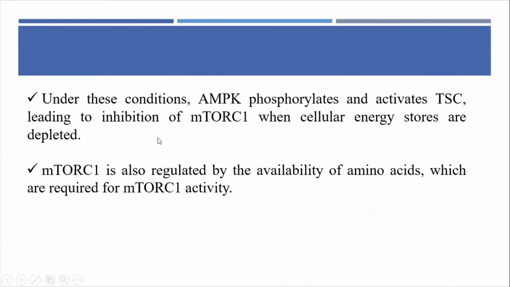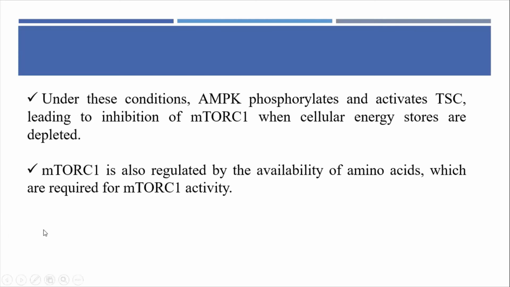So under these conditions, under low energy state, AMPK will phosphorylate and activate TSC, which will inhibit mTORC1 when cellular energy stores are depleted. So what is happening? AMPK is getting activated, okay, when the cell energy state is weak. AMPK is getting activated. It is phosphorylating and activating TSC. What is TSC doing? It is inhibiting mTORC1. Okay?